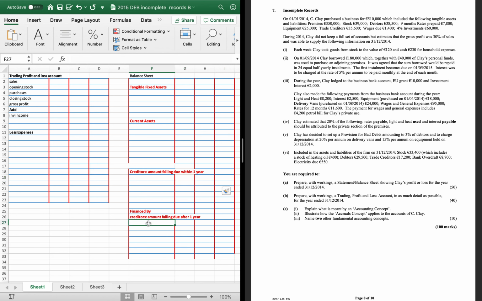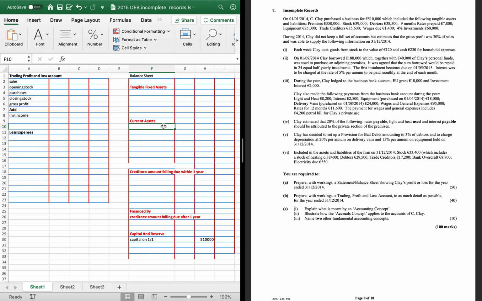So first things first, we'll put in the amount we paid for the business into our capital and reserves. Or not the amount we paid, the amount we lodged in the account. So the capital is 510,000. Okay, like so. Extra, I'm going to put in everything from the bottom.